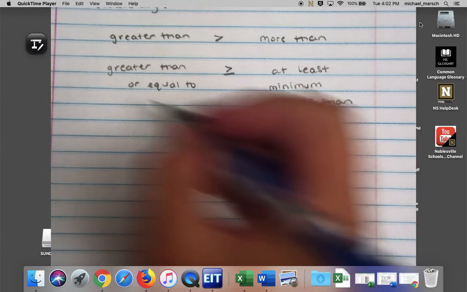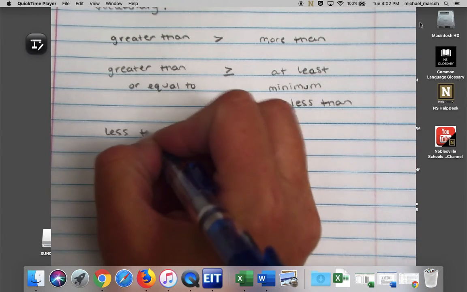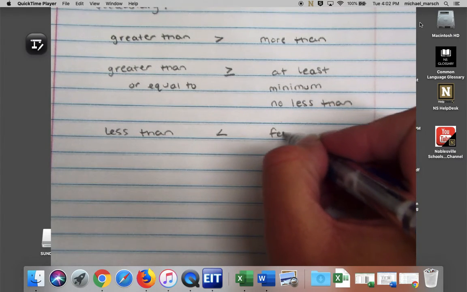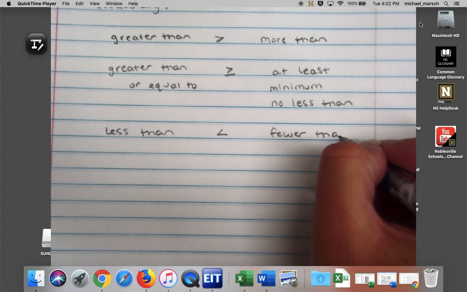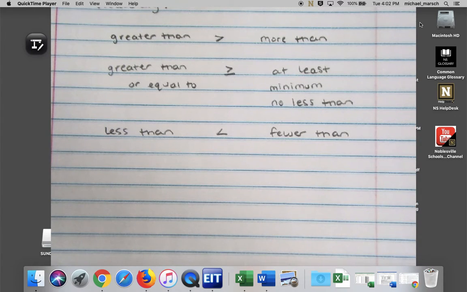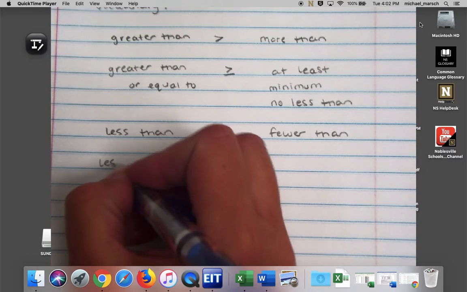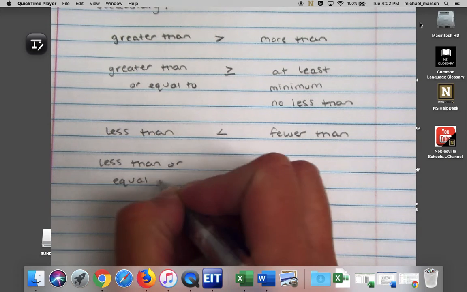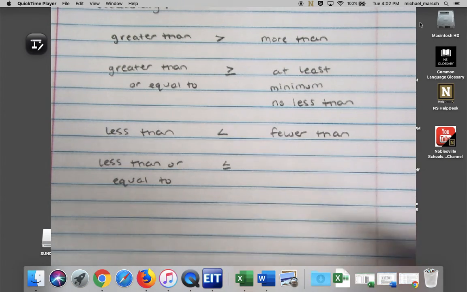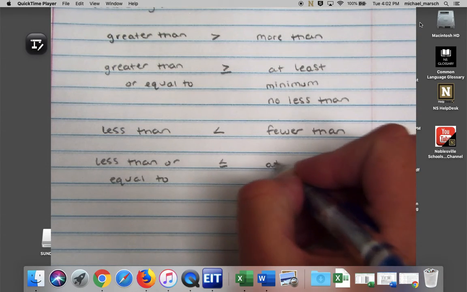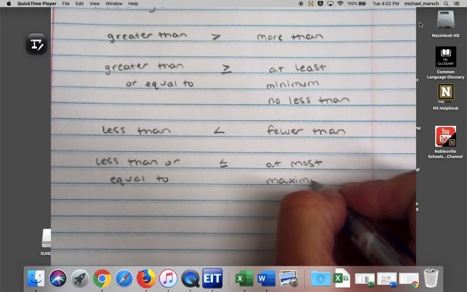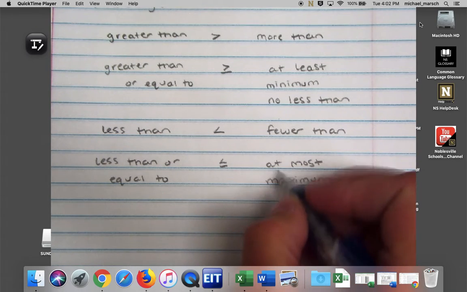And then we also have less than, which of course looks like this. You might hear fewer than. And then we have less than or equal to. And of course that's the less than symbol with the equal sign. And some phrases you might hear there would be like at most, maximum, or no more than.